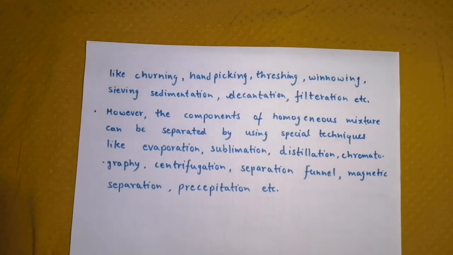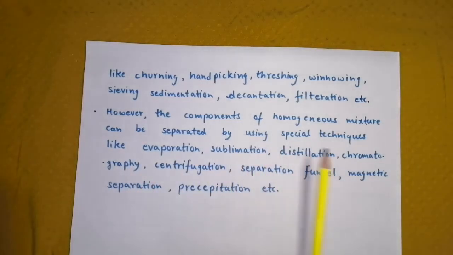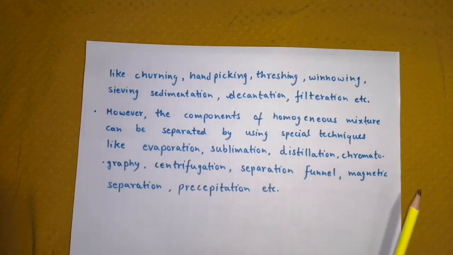Heterogeneous mixtures can be separated into their respective components by simple methods like churning, hand picking, threshing, winnowing, sieving, sedimentation, decantation, filtration, etc., which you have studied in your earlier classes. However, the components of homogeneous mixtures can be separated by using special techniques like evaporation, sublimation, distillation, chromatography, centrifugation, separating funnel, magnetic separation, precipitation, etc.